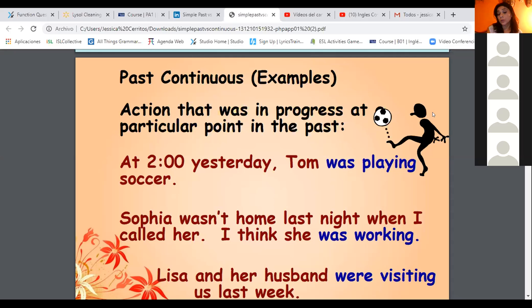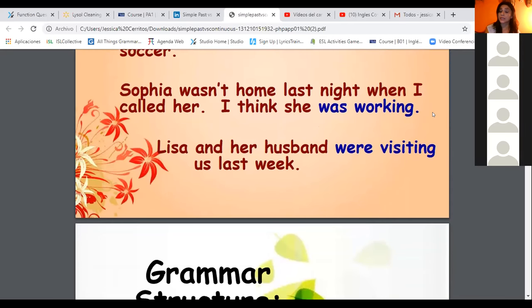So at 2 p.m. yesterday, Tom was playing soccer. Or I say Sophia wasn't home last night when I called her. I think she was working. Lisa and her husband were visiting us last week, right? So if you notice, if I say, Sophia wasn't home last night when I called her, I think she was working, so maybe the action was not finished. All right. Children were visiting us last week. Again, the action is not over. Okay.